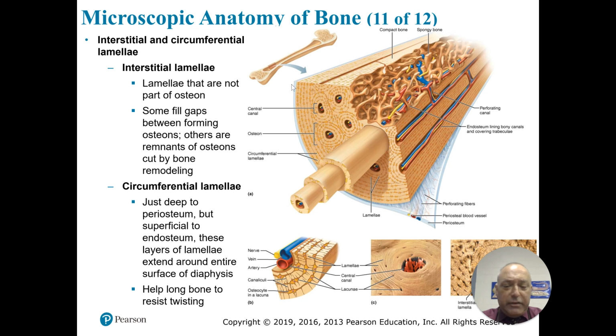And you can see circumferential bands. These are circumferential lamellae. They're deep to the periosteum, but superficial to the endosteum. Now these circumferential lamellae extend the entire distance of the diaphysis, and they help bone to resist twisting, or to twist a little bit without breaking. And so here we've got an osteon, we've got our central canal, our circumferential lamellae, our lacunae with our osteocyte in there.